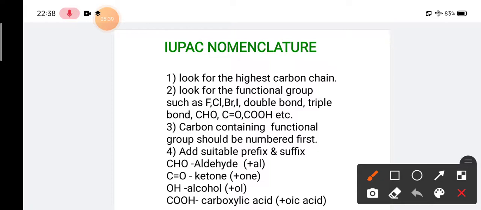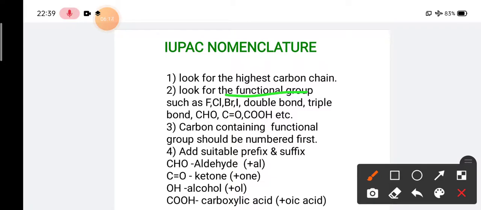Then look for the functional group. And what is a functional group? Those are groups which give certain physical and chemical properties when they are added to a carbon chain. Certain groups, molecules or atoms have particular, distinctive properties, and those properties can only be shown when those groups are present in a compound. So those groups are called functional groups.